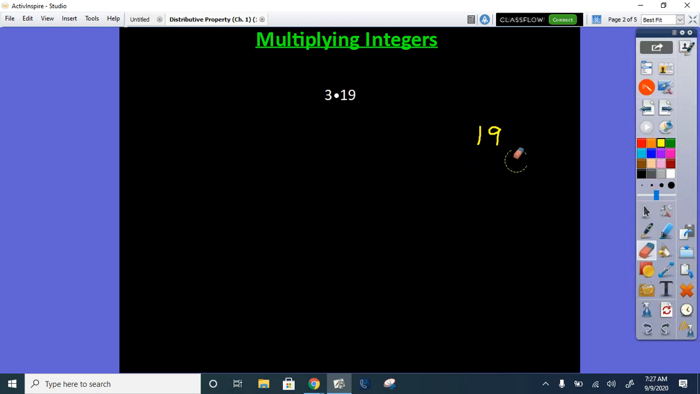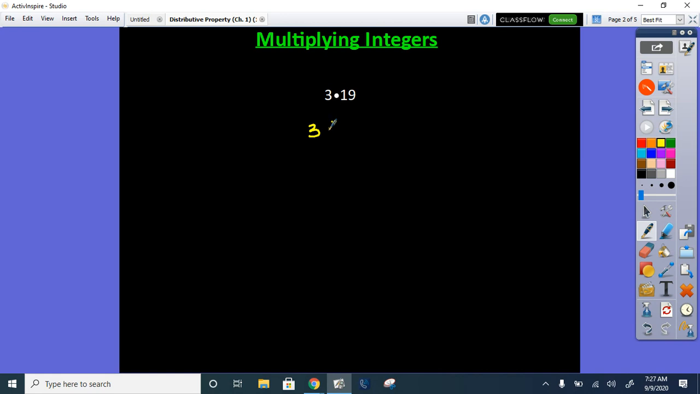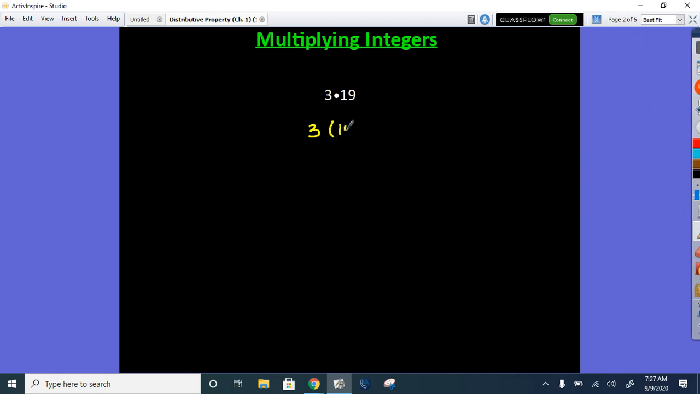But let's say I wanted to get you to a point where you could do that mentally. What we could do is actually split this, and some people think of it this way. We can make it 3 times a quantity of 10 plus 9. So I know that quantity 10 plus 9 equates to 19, and then I would follow through by multiplying 3 times 10, which is 30, 3 times 9, which is 27.